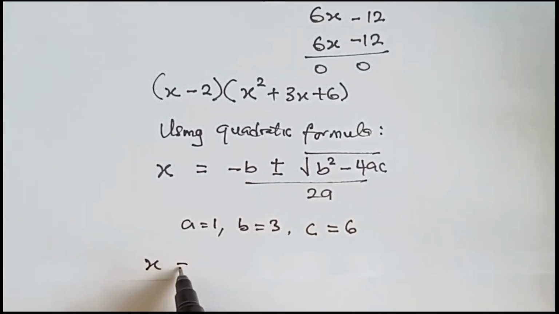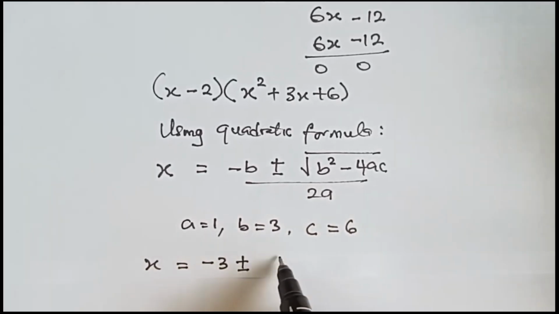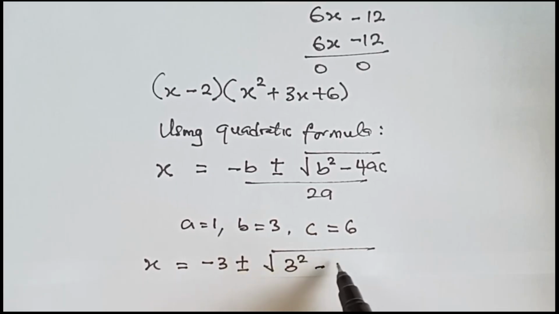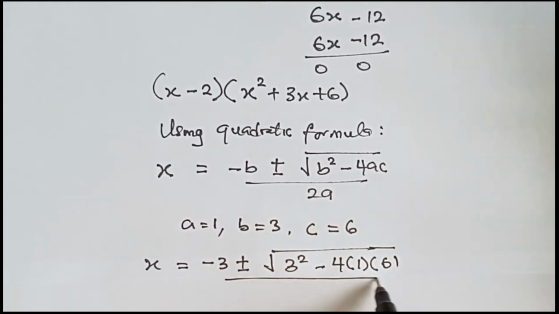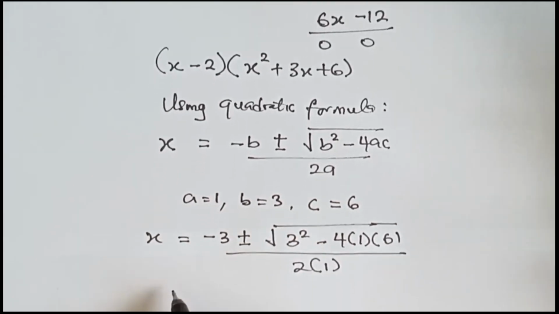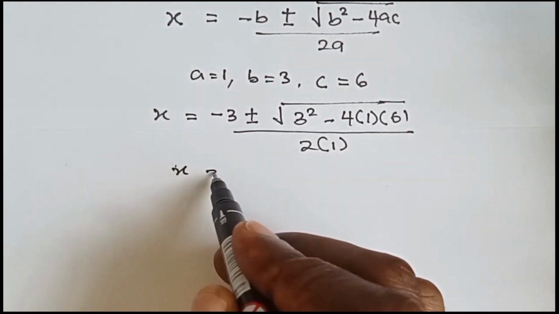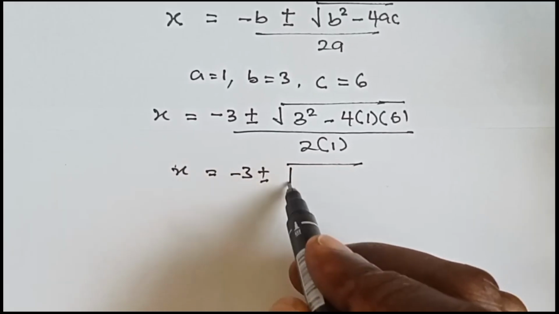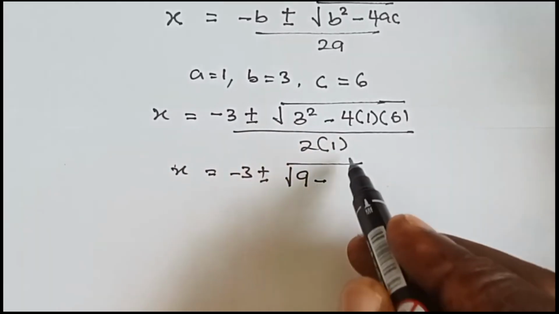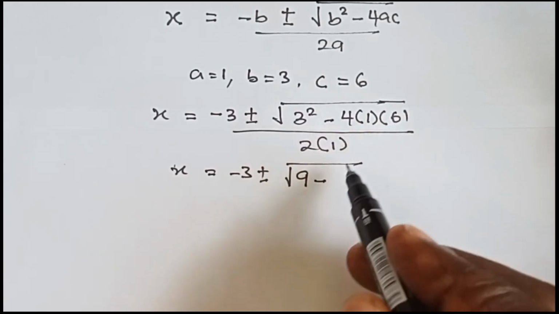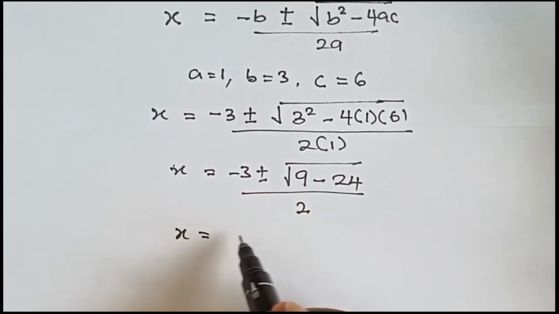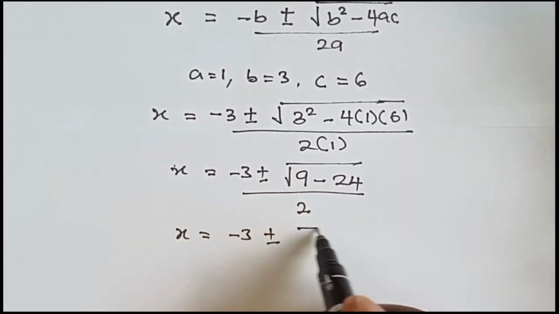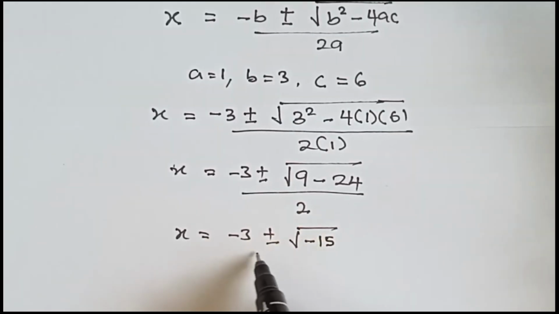All right, so we have x equals minus 3 plus or minus square root of 3 squared minus 4 times a, which is 1, and c, which is 6, over 2 times 1. Our a is 1. Okay, so now x equals minus 3 plus or minus 3 squared gives 9, and then 4 times 1 times 6 gives 24, over 2 times 1 gives 2. So we have x equals minus 3 plus or minus 9 minus 24 gives minus 15, everything over 2.